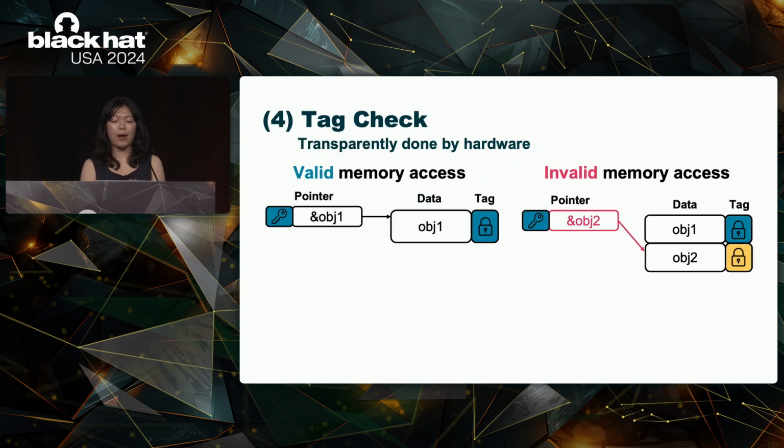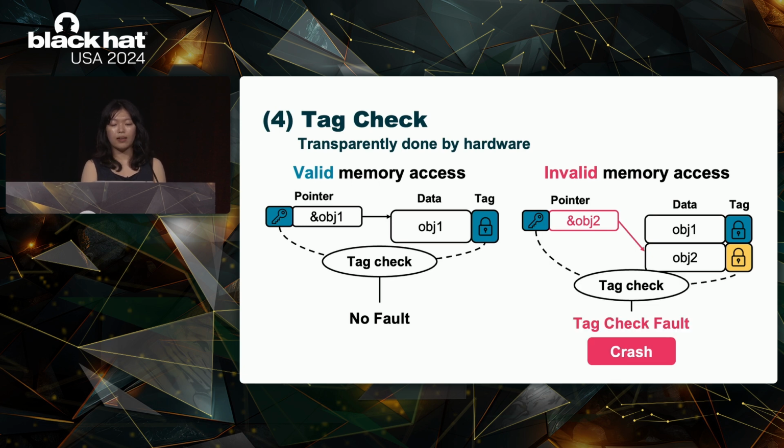Finally, when the program accesses the object through a pointer, the MTE hardware checks whether the pointer tag matches the memory tag. On a valid access, the tags match and no fault is raised. On an invalid access, the tags mismatch, and the CPU raises a tag check fault, which crashes the program.